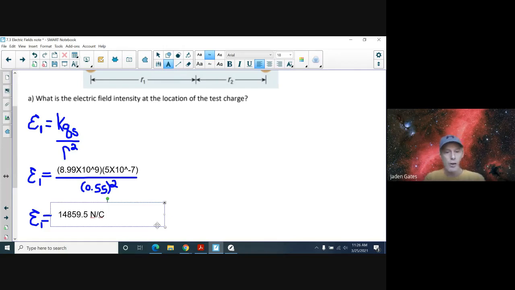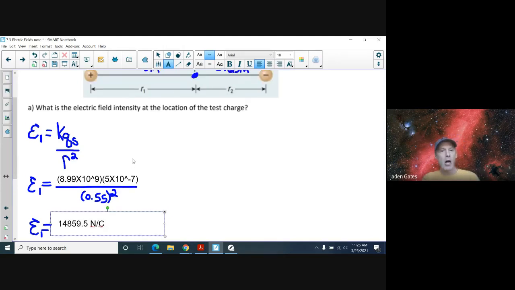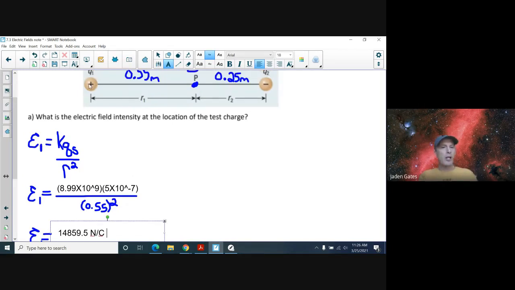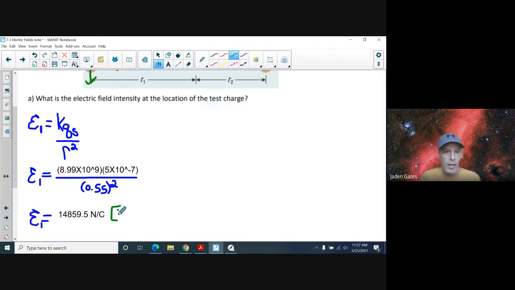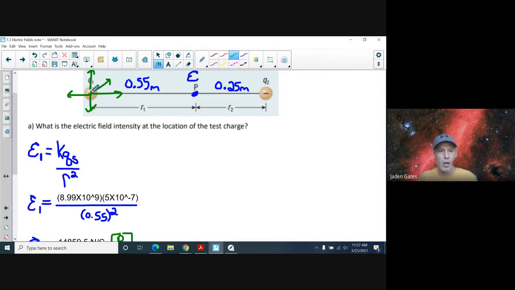Now I need a direction here, right? It's a positive charge. Because it's positive, our electric field lines go outwards. So when I'm talking about P, the electric field lines, let me actually draw them in here a little bit in green. Everything's outwards. But because we're looking at Q, that means this electric field line at P is going to be directed to the right, because again, it is a positive charge.